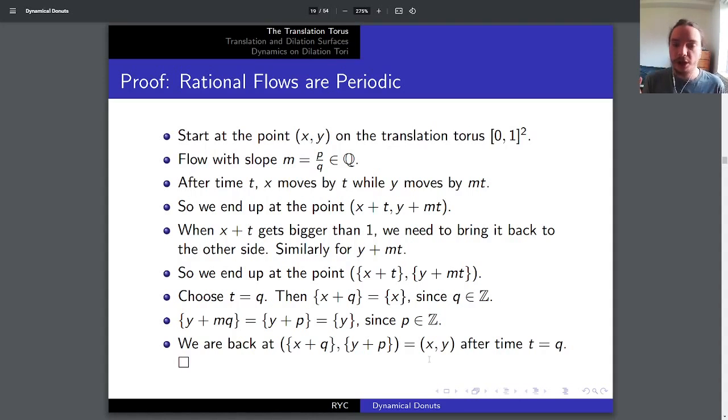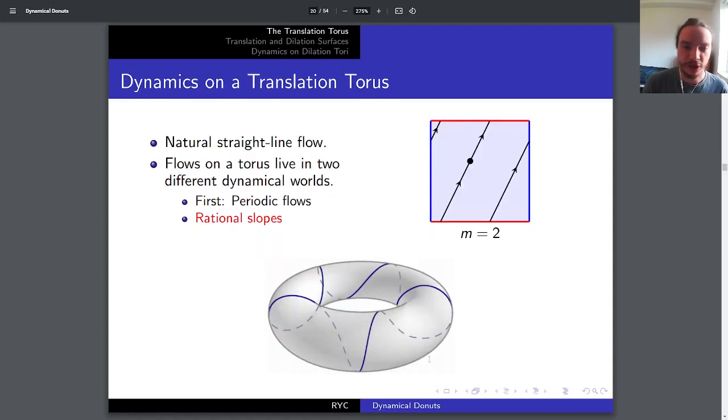And since x and y were arbitrary, and our slope m was an arbitrary rational number, we have proved that if you start at any point and you move at a rational slope, then you come back to where you started. And when do you come back to where you started? Well, you come back to where you started after time q, where q is the denominator of your rational slope. And you can reduce it to see the minimum time that you come back to where you started. Okay? So this is kind of the idea for periodic flows. They happen whenever we have a rational slope.